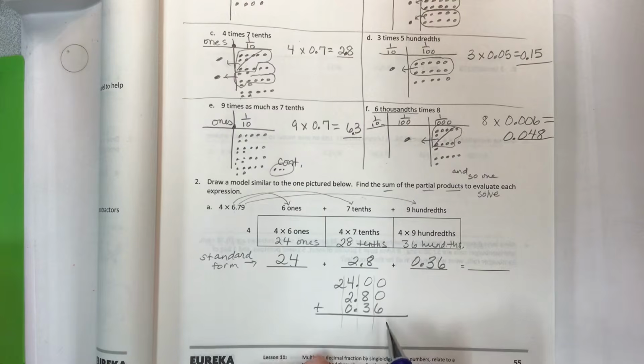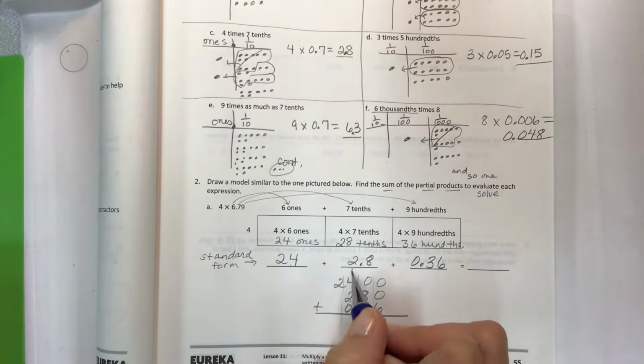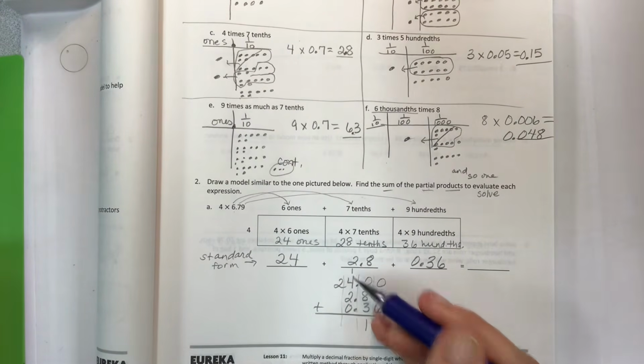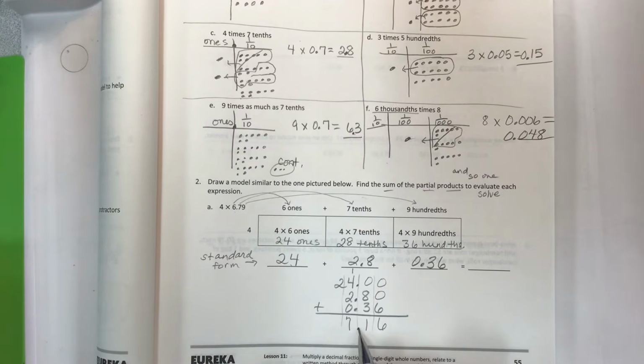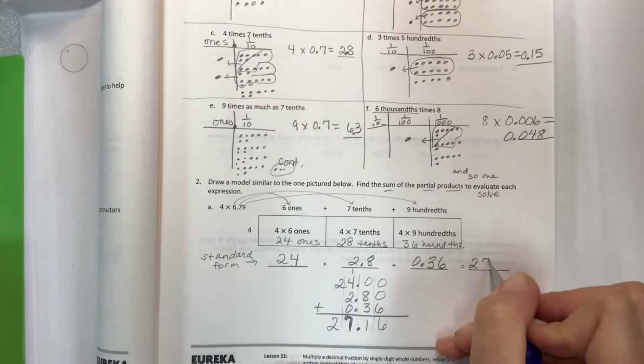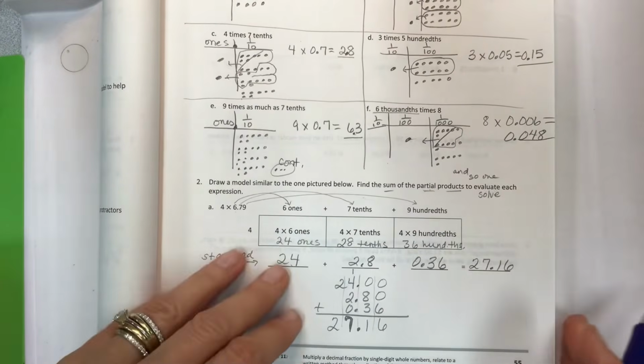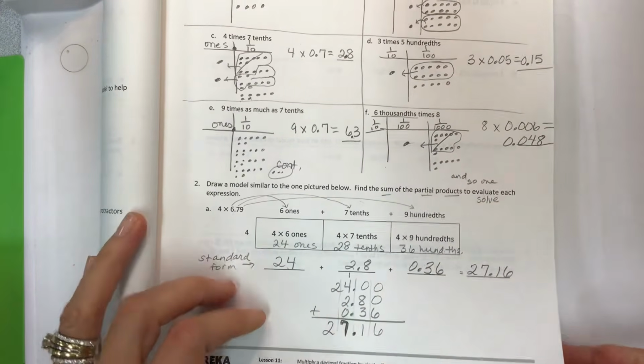Now we can add in columns, and then if we have to regroup, we're not going to lose track of where that 1 goes. So 6, and then 8 and 3, 9, 10, 11. 1 goes down, 1 goes up. 4, 5, 6, 7. Decimal down. That's a funny looking 7, so sorry. And the 2 comes down. Final answer, 27 and 16 hundredths.